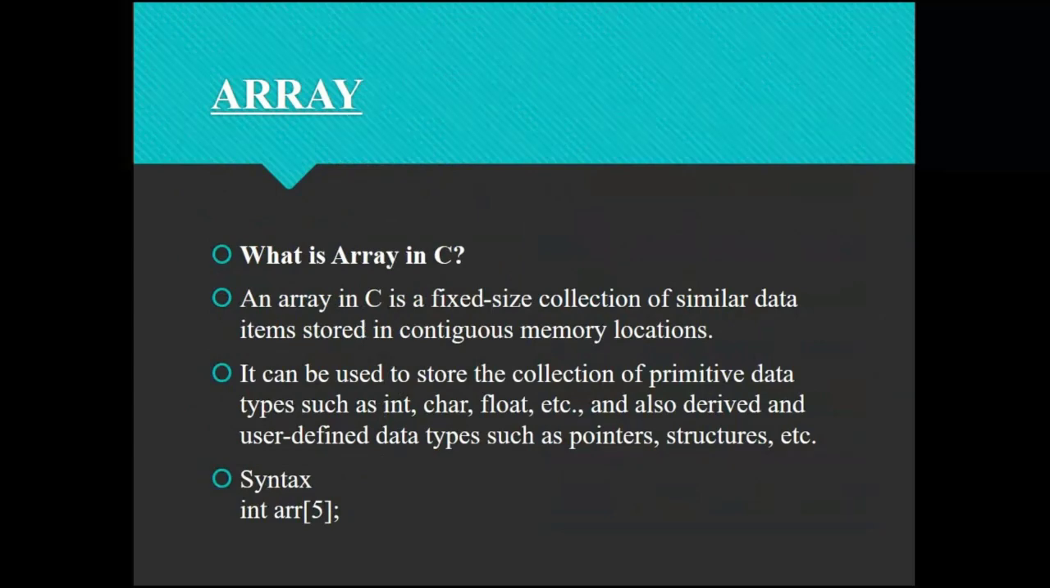Array. What is an array in C? An array in C is a fixed size collection of similar data items stored in a contiguous memory location. It can be used to store a collection of primitive data types such as integer, char, float, and also derived and user-defined data types such as pointer, structure.